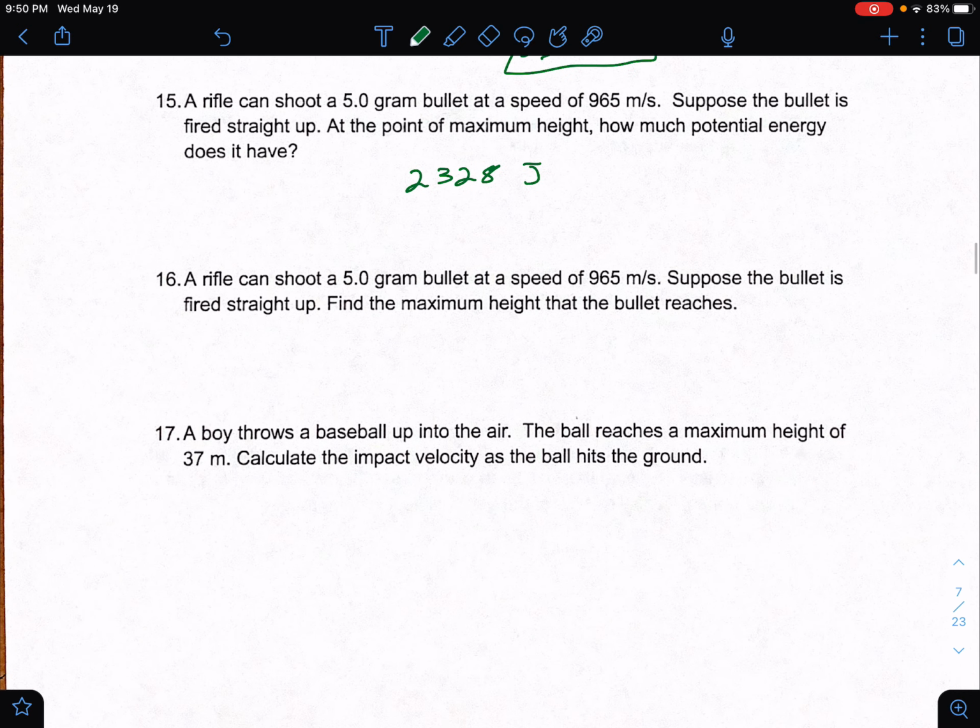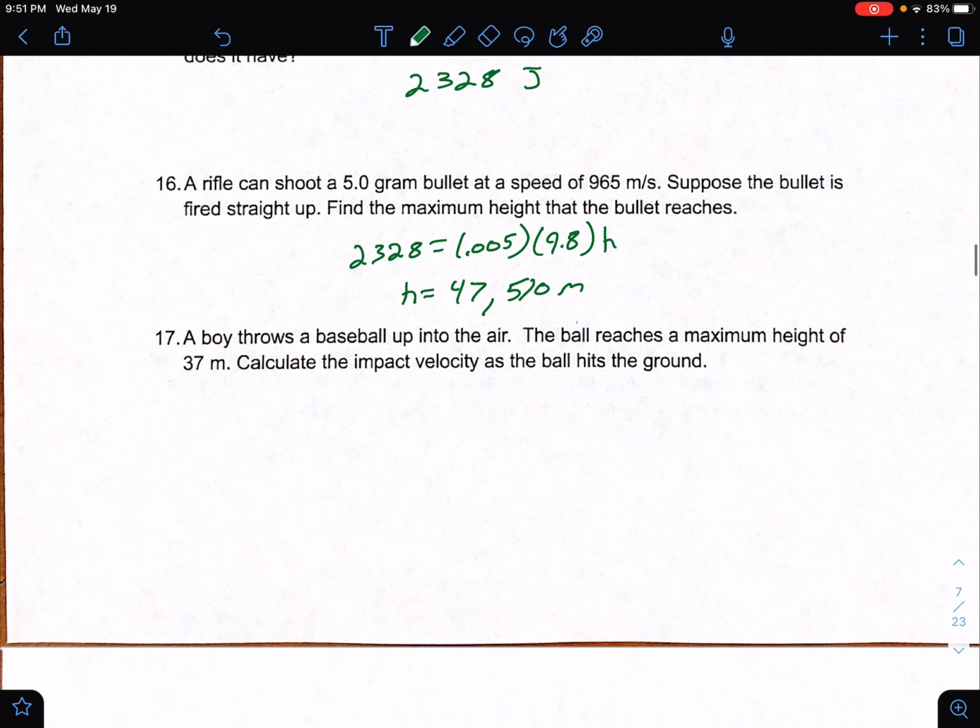So same problem if you want to know the maximum height. Okay, so at the top I have potential energy, so I'm going to set that equal to mgh, so 2328 equals your mass, which is 0.005. Gravity is 9.8, and height I'm going to leave as h because I don't know. And you're going to get a really big number here, 47,510 meters.